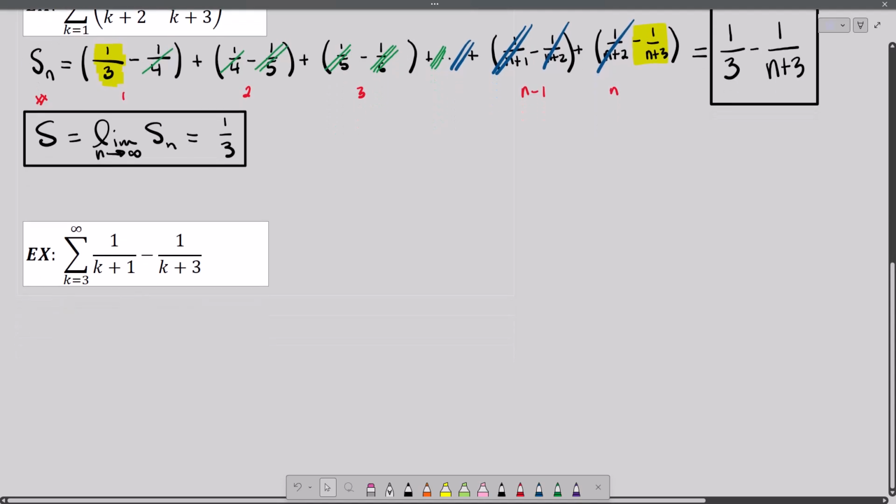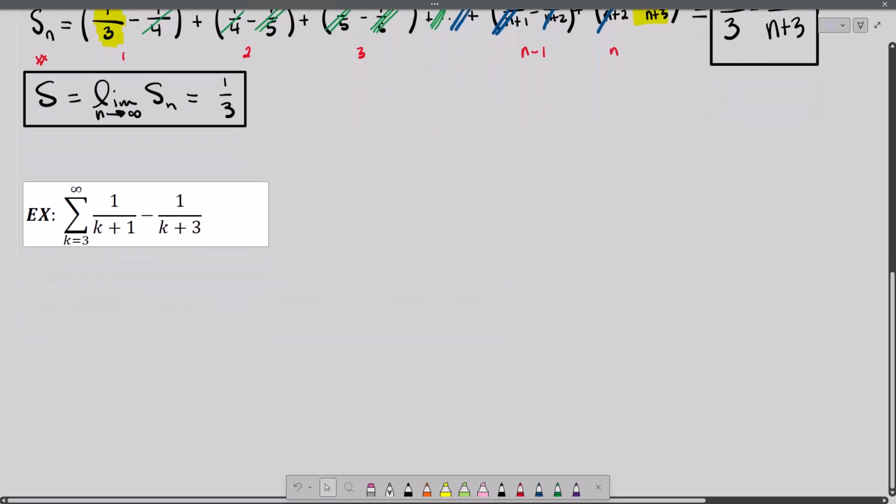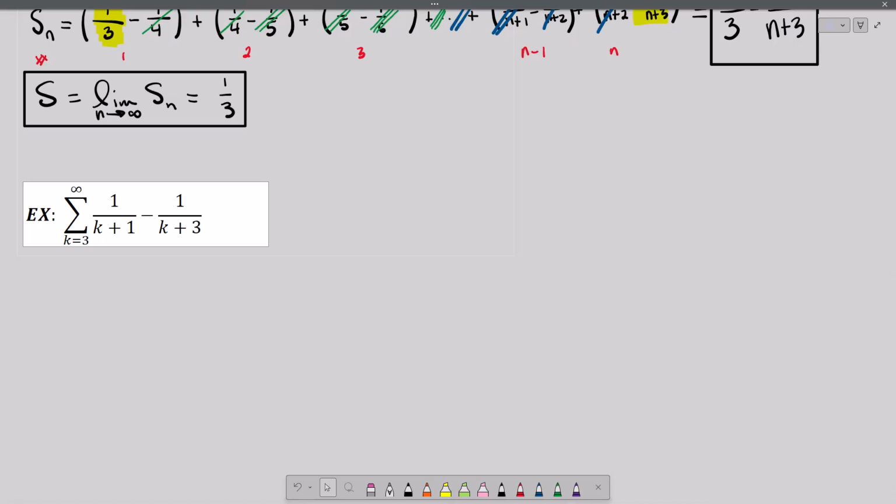All right, so now let's do one that's a little harder. This one starts at k equals 3. S sub n always means the sum of the first n terms, regardless of what the k starts at. So once again, telescoping, you can find S sub n, the sum of the first n terms, and then we can take the limit of it if it converges.